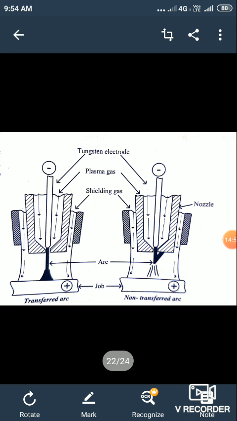Applications. The applications of plasma arc welding. It is used in aerospace application. It is used for melting high melting point metals. High melting point metals can be easily melted and welded using plasma arc welding process. It is used for welding titanium plates and nickel alloys. It is used for tube mill application.